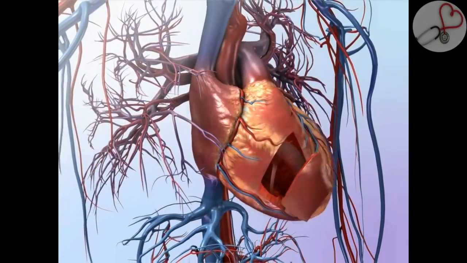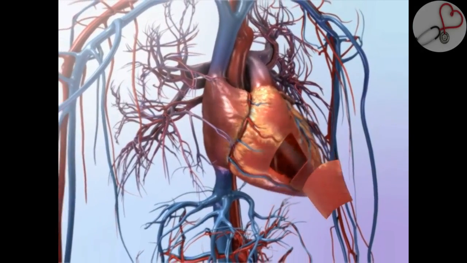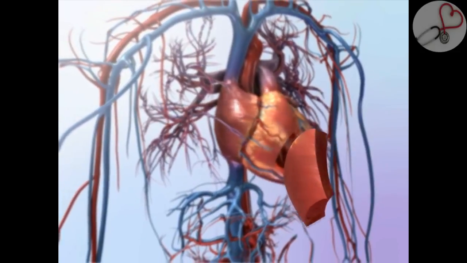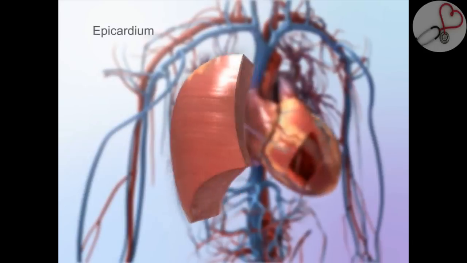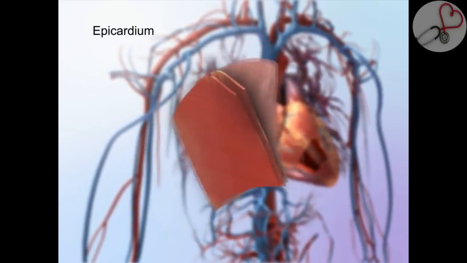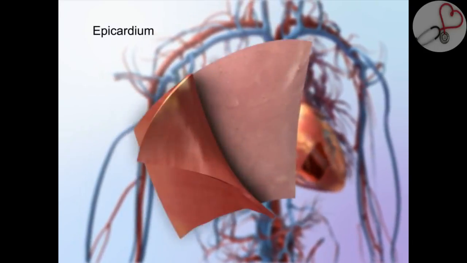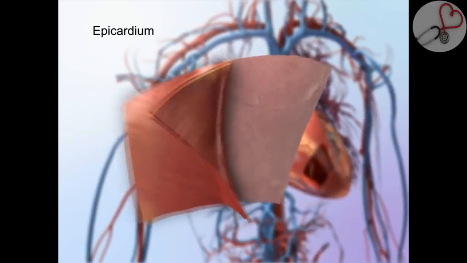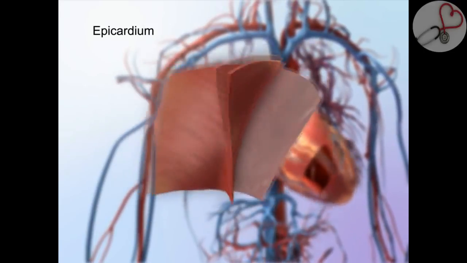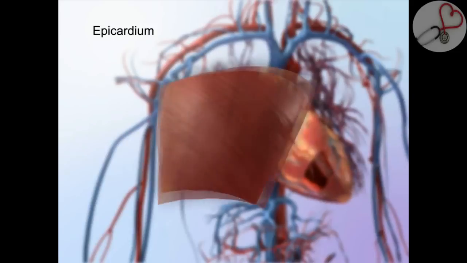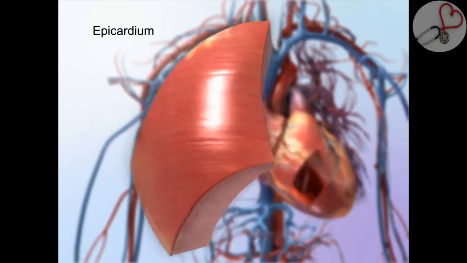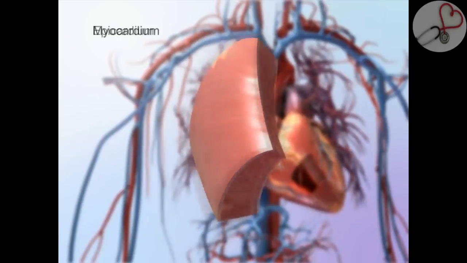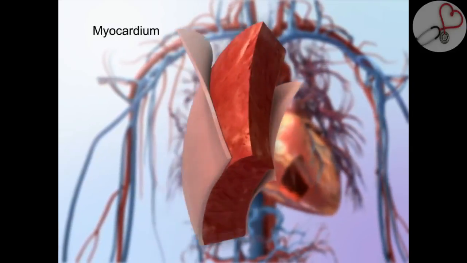The heart wall is composed of several layers. The 3 layers of the heart wall are the epicardium, the myocardium, and the endocardium. The outermost layer, or the epicardium, is also known as the visceral pericardium, or the innermost layer of the pericardium. It covers the heart, wraps around the roots of the great blood vessels, and adheres the heart wall to its protective sac. The middle layer is called the myocardium.